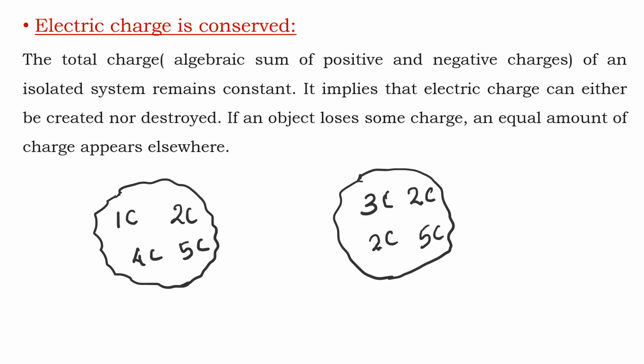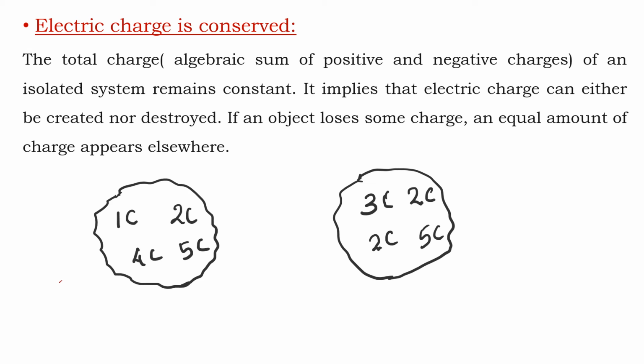And the next property is that electric charge is conserved. That is, the total charge, which is the sum of positive and negative charges of an isolated system, remains constant. That is, the electric charge can neither be created nor be destroyed. It can be transferred from one point to another point. For example, consider an isolated system here. This is an isolated system which contains charges 1 coulomb, 2 coulomb, 4 coulomb and 5 coulomb.